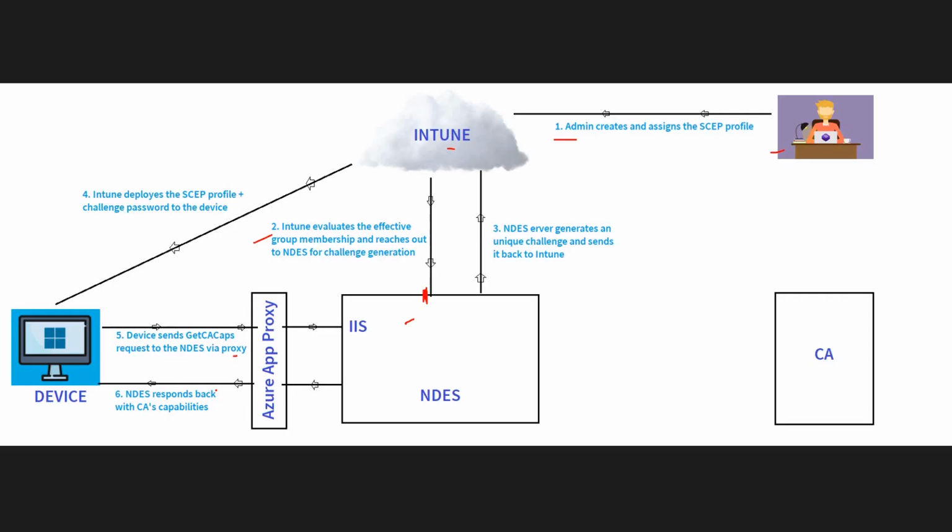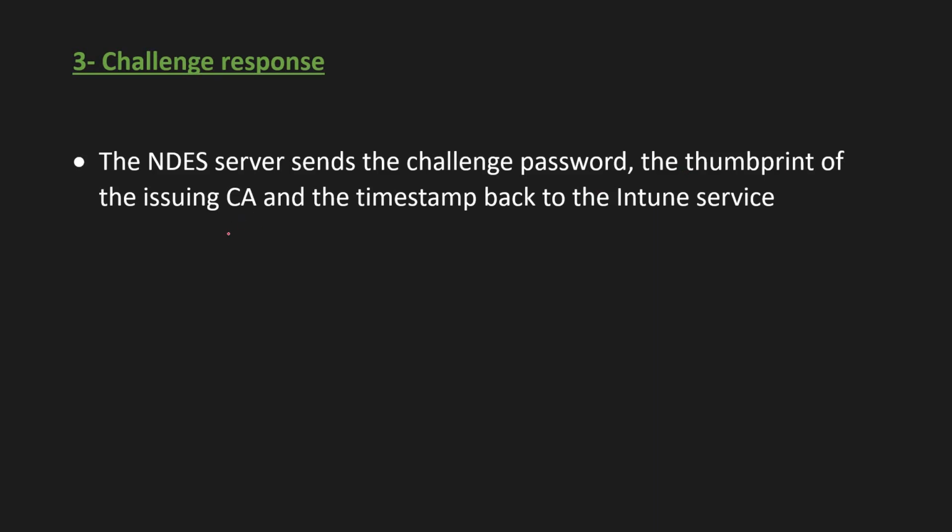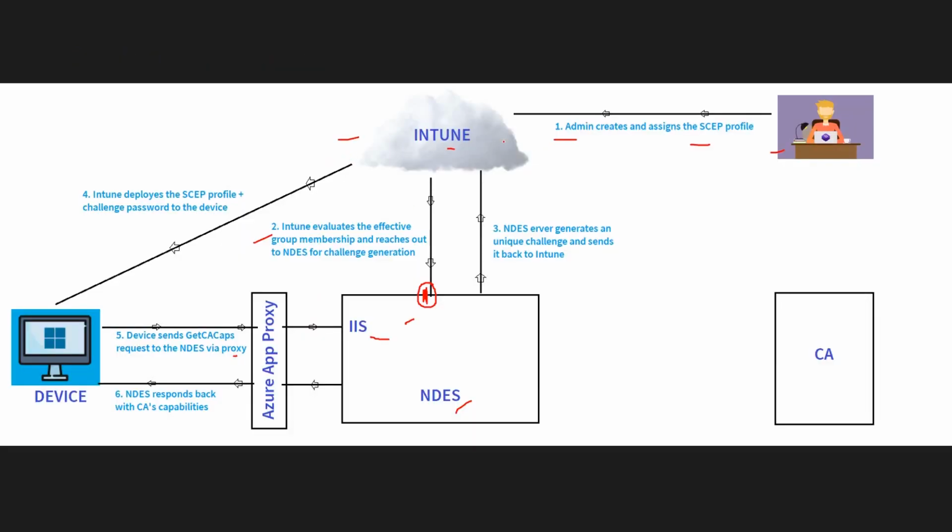Okay, going back to the diagram, the admin has created the profile, the effective membership evaluation was done, and the Intune service reached out to the NDES server via the Intune connector. The NDES server generated a password or the OTP from the pool that was there in the IIS, and now the NDES server is going to send that OTP to the Intune service. The NDES server sends the challenge password, the thumbprint of the issuing CA, and the timestamp back to the Intune service. Okay. Now in step 4, let's see what happens.